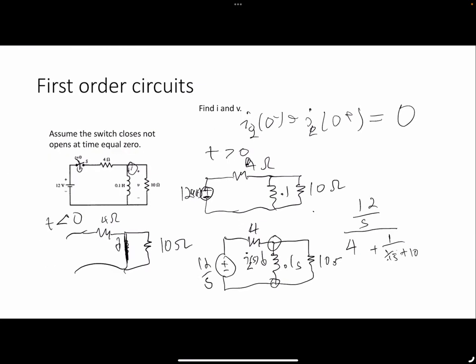So this is just this in parallel with this. And then I can multiply that by this in parallel with this, 1 over 0.1 s plus 10. And that's going to give me the amount of voltage drop from here to here. And then I need to basically divide this whole thing by 1 over 0.1 s in order to get the current. And that's going to be my final result.